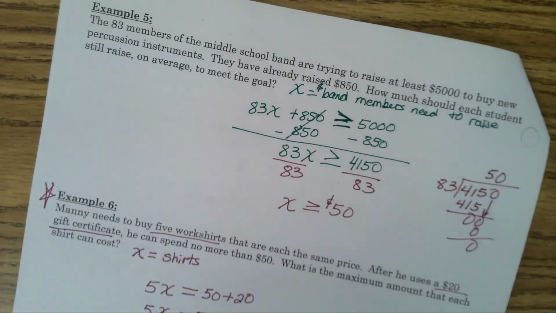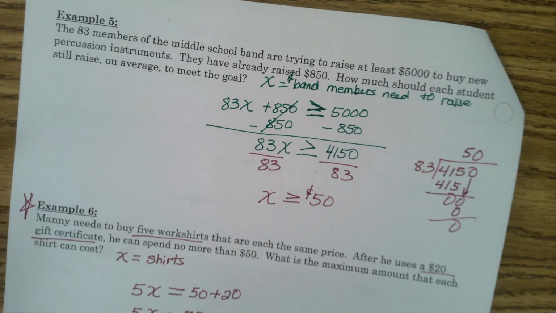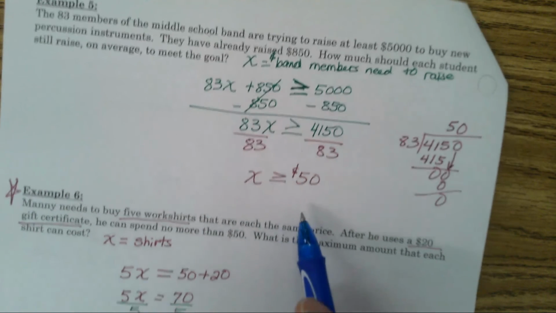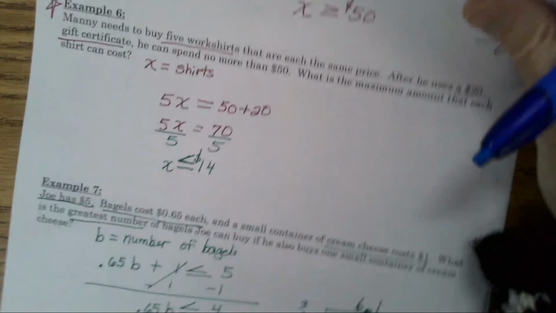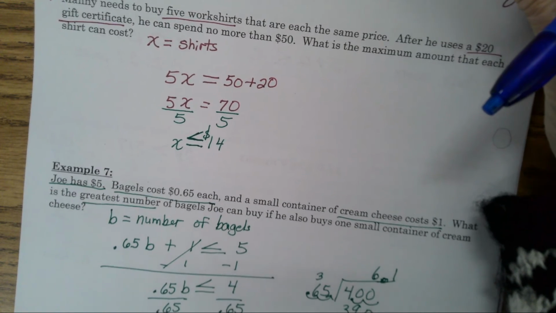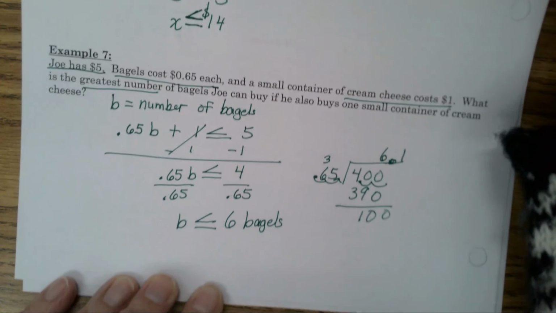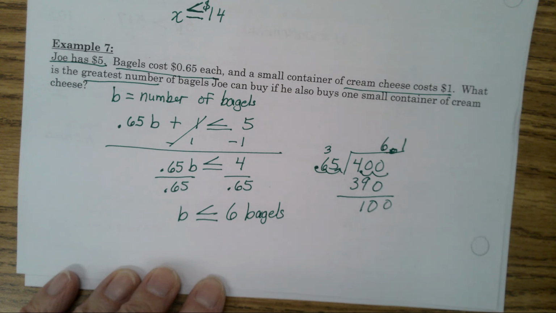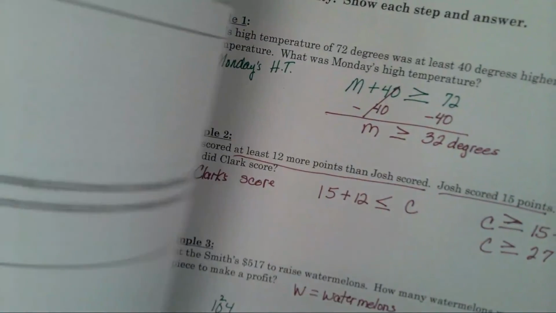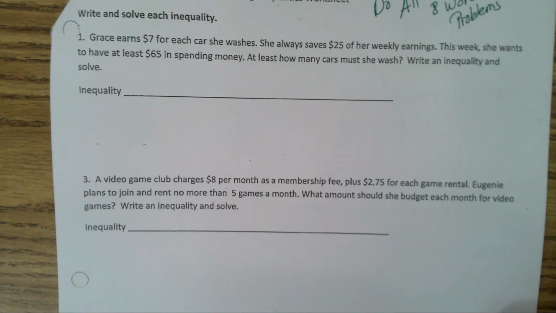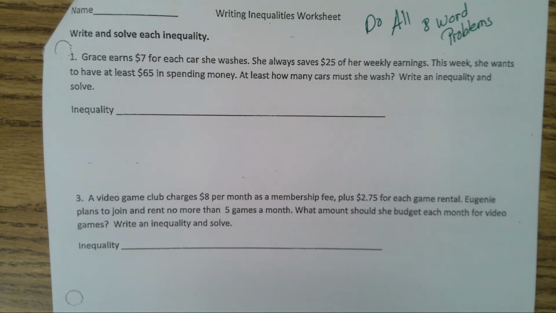On the back of our examples, in problem number 6, X is greater than or equal to 50. On the gift card one, X is less than or equal to 14. And on the bagels, it has to be less than or equal to 6 bagels. Any questions on that? Okay. Then your homework, you had to do the 8 problems. I'm going to walk around the room and check to see if you did them, and then I will give you the answers to them.